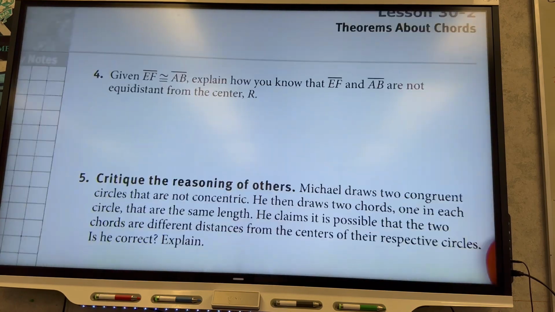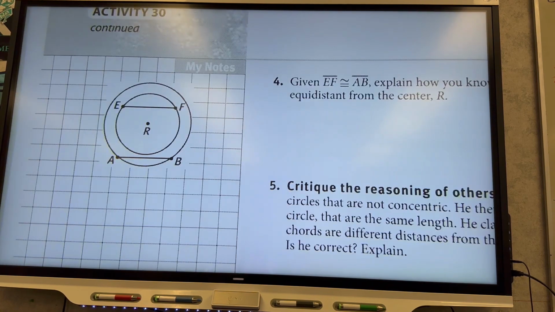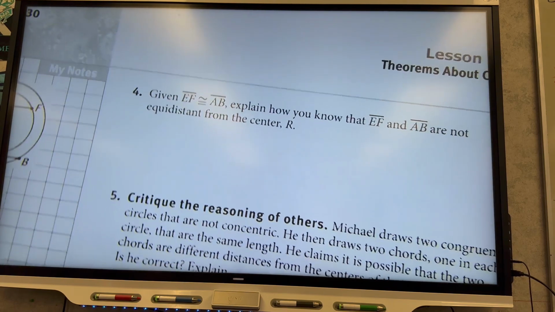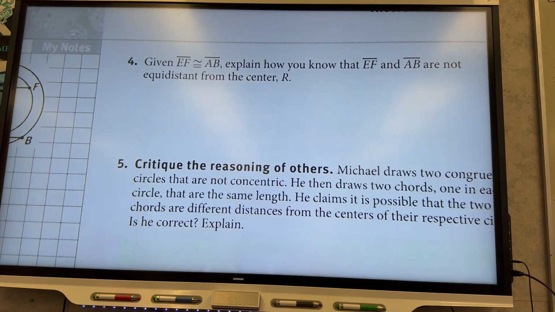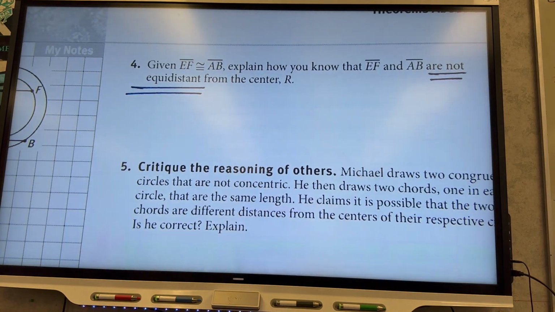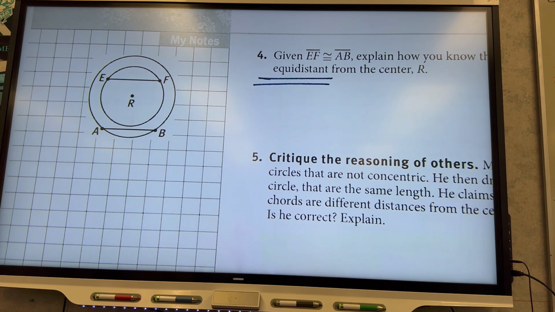We're on page 448 now where it says number 4 right at the top. So it says, given EF is congruent to AB, and what they're referring to is this picture right here on the left. You've got a circle and a circle. Those are called concentric circles. Whenever you have a circle and a circle, it's concentric. And it says explain how you know that EF and AB are not equidistant. We know that they're not equidistant from the center R. So let's investigate. Why are they not equidistant from the center?